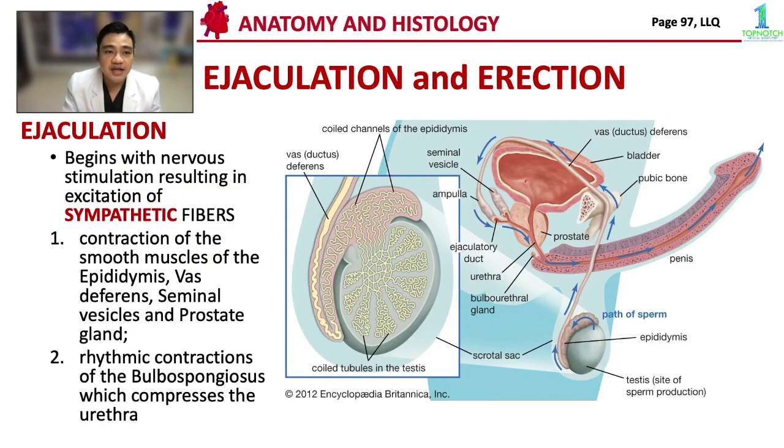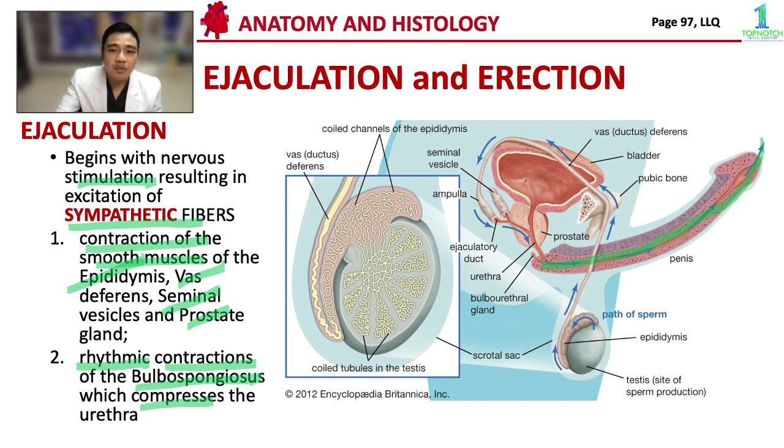On the other side of things, what happens with ejaculation? Ejaculation is stimulated by the sympathetic fibers, wherein there would be contraction of the smooth muscles of everything: the epididymis, the vas deferens, the seminal vesicles, the prostate gland. Lahat yan sabay-sabay magko-contract, parang projectile na paglabas ng semen. But this projection is actually rhythmic more than it being continuous. There would be rhythmic contraction of the bulbospongiosus, compressing the urethra, leading to the final end product of ejaculation.